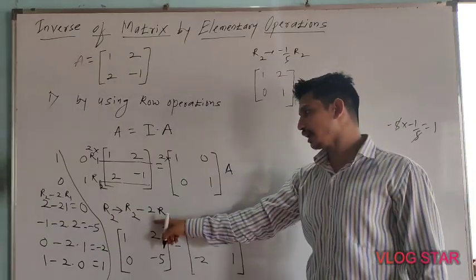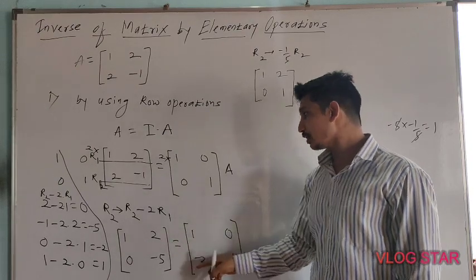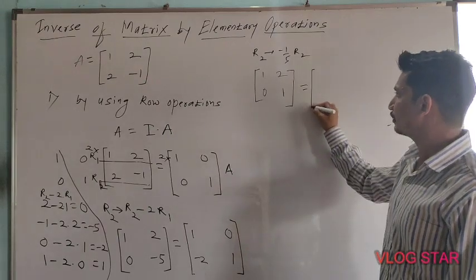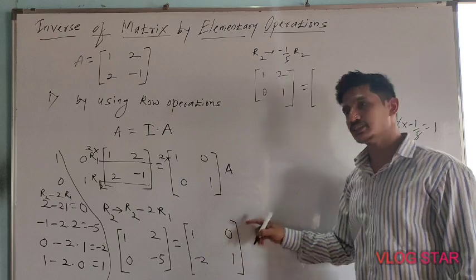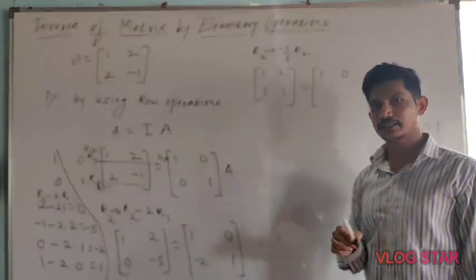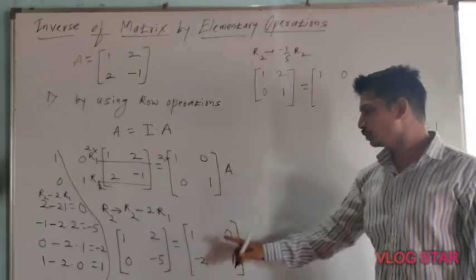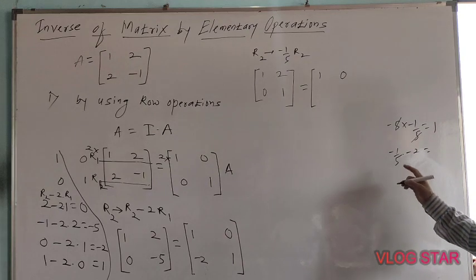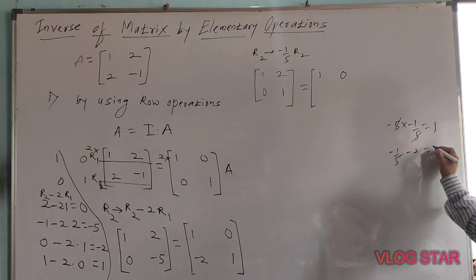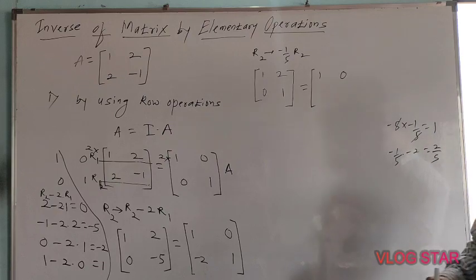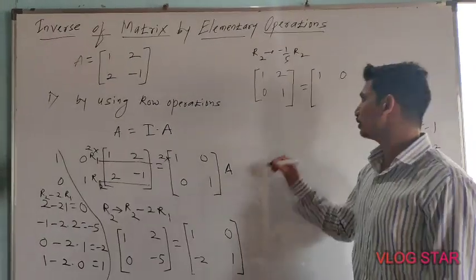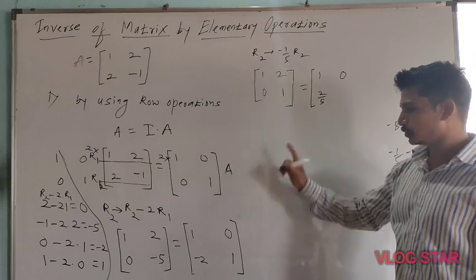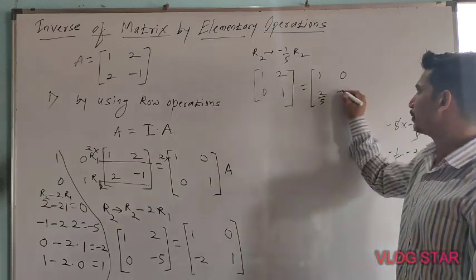Now the same operation applies here also. Which operation? Minus 1 by 5 into R2, apply in this also. First row, 1 0, is as it is. Minus 1 by 5 into minus 2: minus into minus is plus, 2 by 5. So here plus 2 by 5 will come. Again, minus 1 by 5 into R2: minus 1 by 5 into 1 is minus 1 by 5.